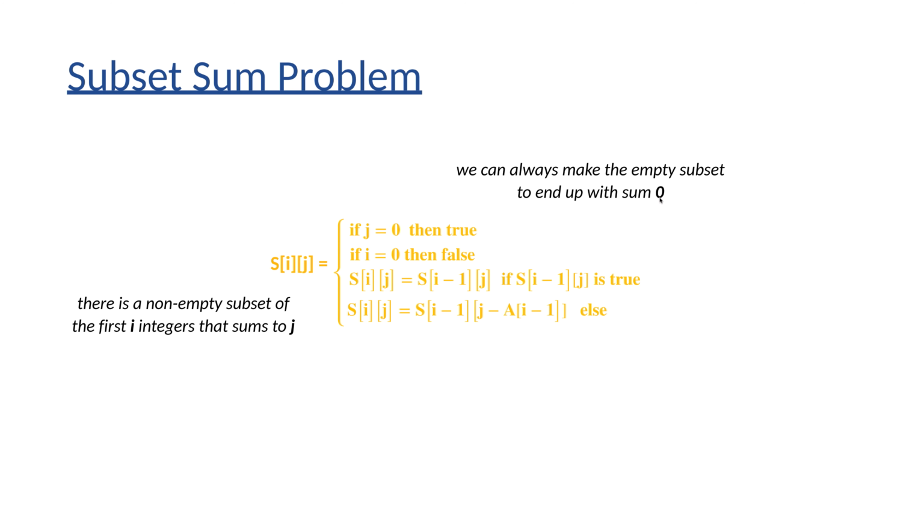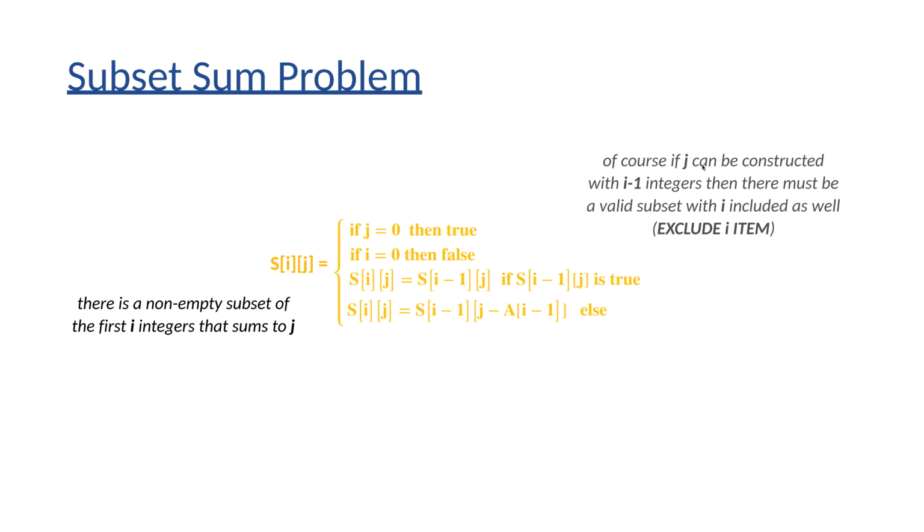Of course, if we do not have items to sum up, if the I is equal to 0, then of course we return false because we are not able to achieve j if we have no items. So this is why if I is equal to 0, then the value is false. And otherwise, what do we have to do? Of course, if j can be constructed with I minus 1 integers, so if s I minus 1 and j is true, so what does it mean? That we can calculate the sum of j with I minus 1 values. Basically, this is the case when we exclude the ith item.